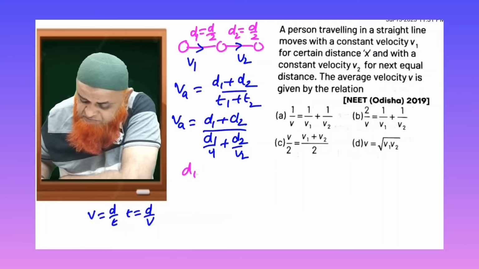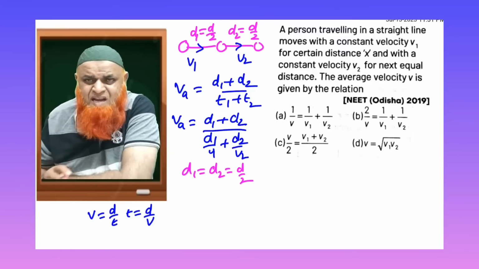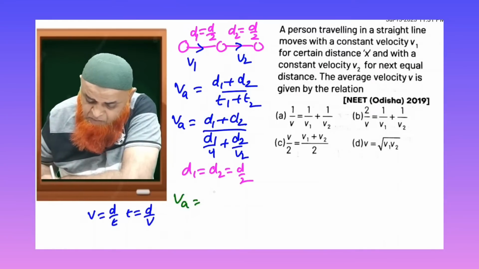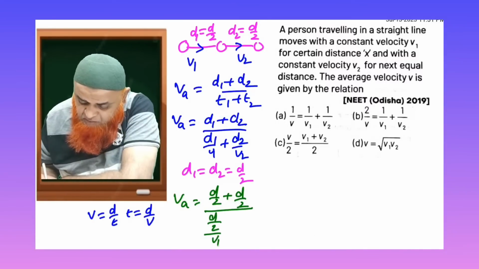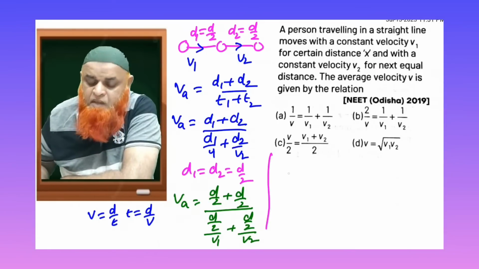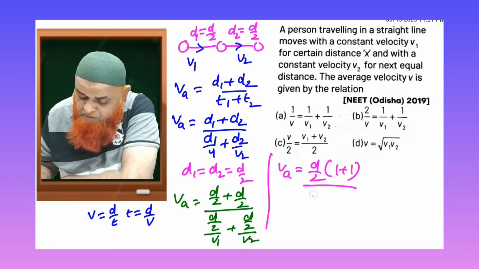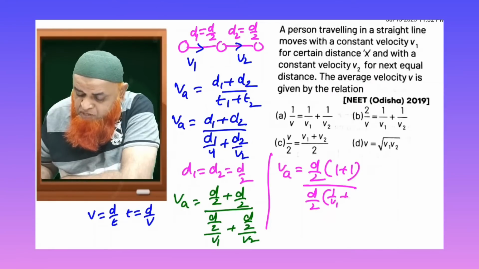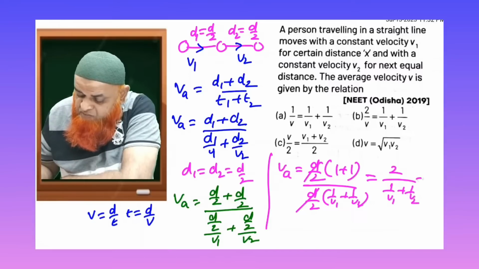And you also know here that d1 is equal to d2 is equal to d by 2. That's it. You can just substitute here and get the answer. So v average is equal to, instead of d1 you'll write d by 2, again d by 2. Here in the denominator also d by 2 divided by v1 plus d by 2 divided by v2. And what are you going to do? Just common out d by 2 here. V average is equal to, if you common out d by 2, you will be getting 1 plus 1. Here if you common out d by 2, you will be getting 1 by v1 plus 1 by v2. That's it. You can just cancel out this one. You will be getting 2 by 1 by v1 plus 1 by v2, which is equal to v average.